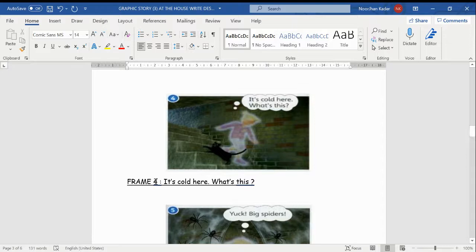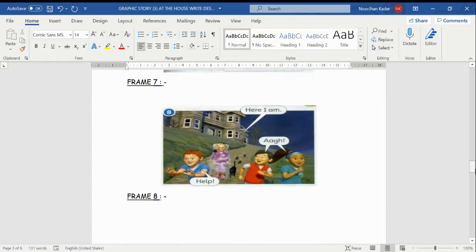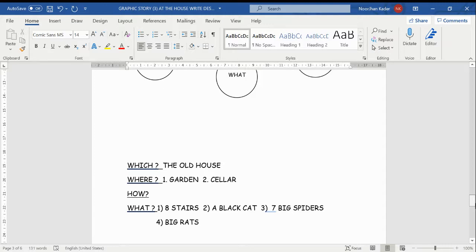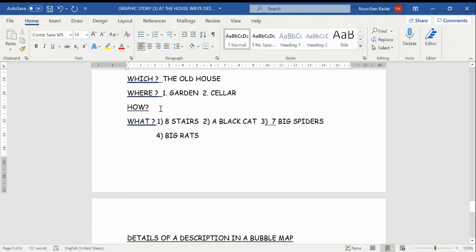So it is stated here, it's cold here. So this cold, it's cold here actually describes how it is in the cellar. So actually we can use the word cold to describe how it is in the cellar. Okay. How is the situation in the cellar? So you can write here number 1, cold. Okay, that is actually describing how it is in the cellar.